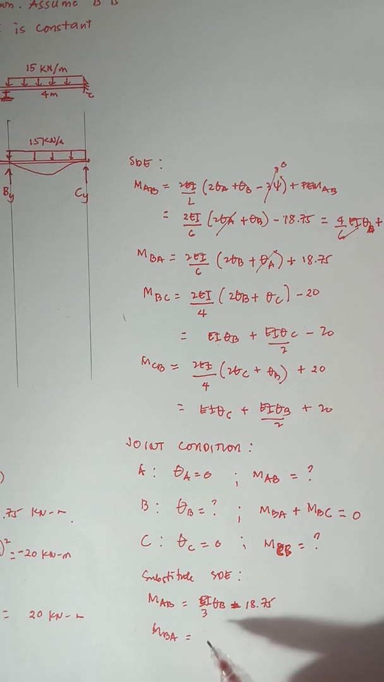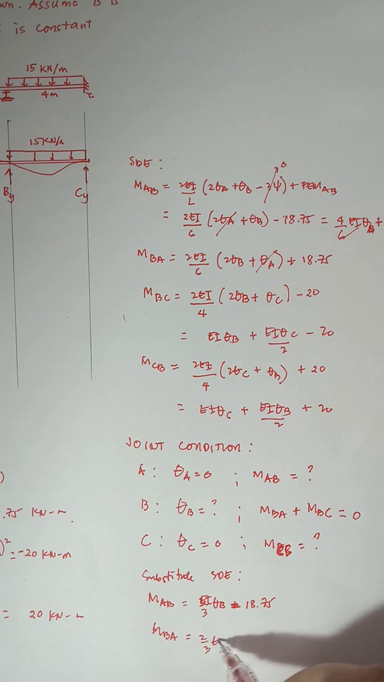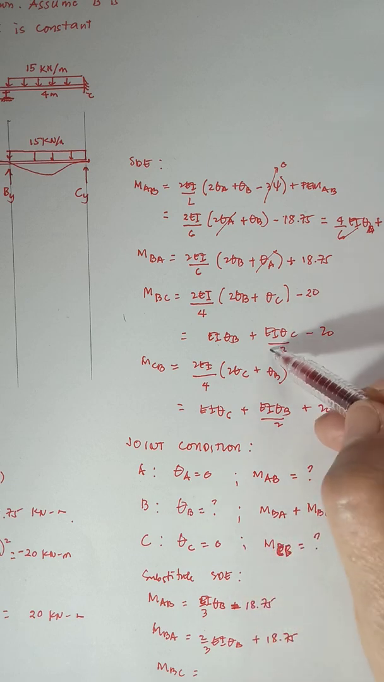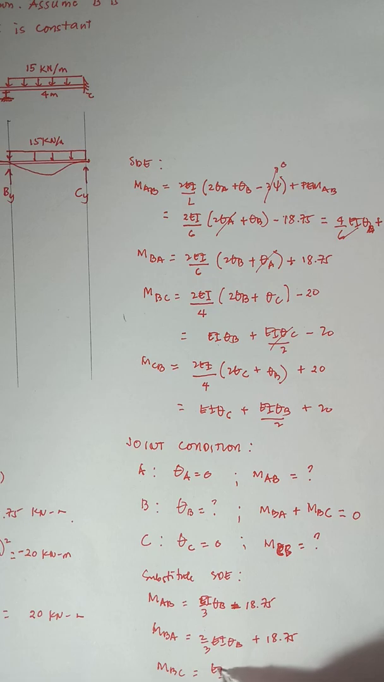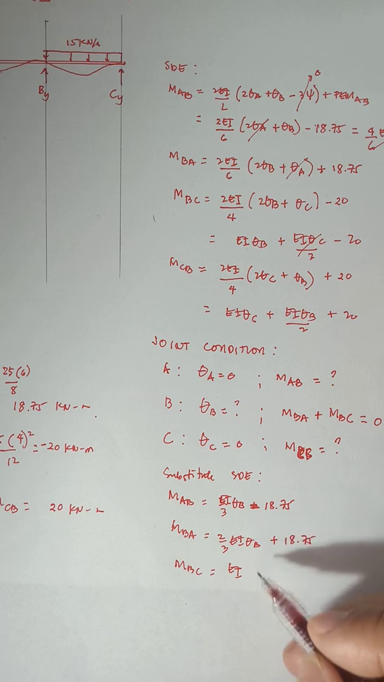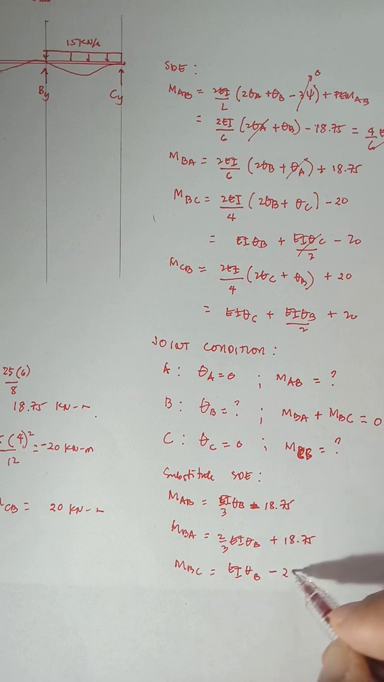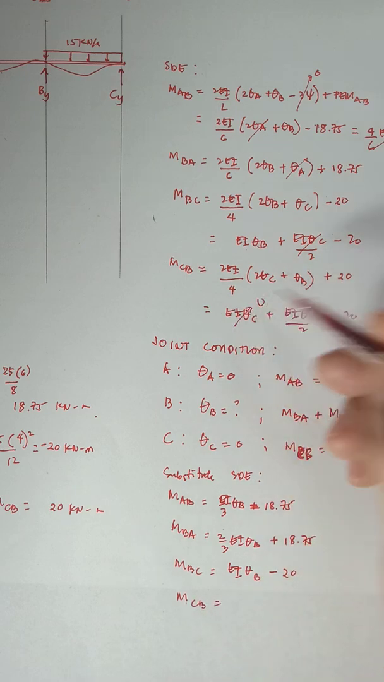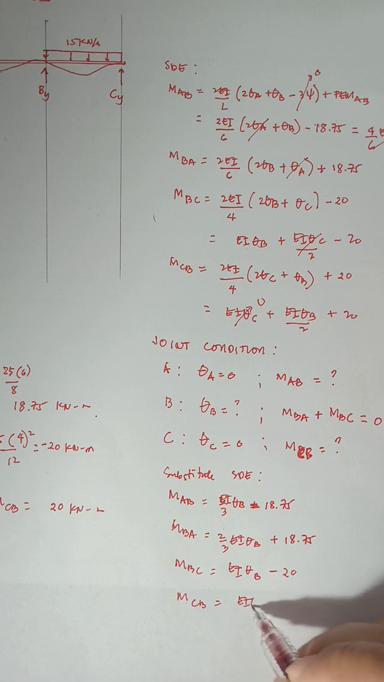Okay? And our MBA is equal to, so ang imong theta A mao 0. Okay? So, what will happen to your MBA? That would be 2/3 EI theta B plus 18.75. And your MBC will be equal to, okay, and theta C also 0. So, that would be EI theta B minus 20 and MCB. So, theta C also 0. So, that would be EI theta B over 2 plus 20.